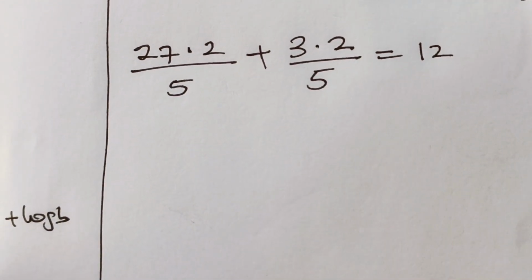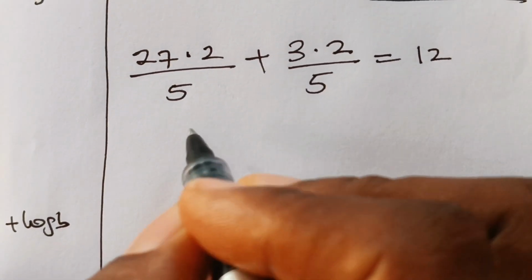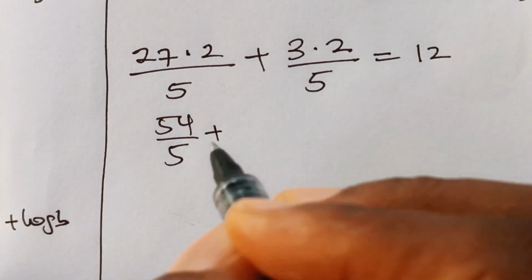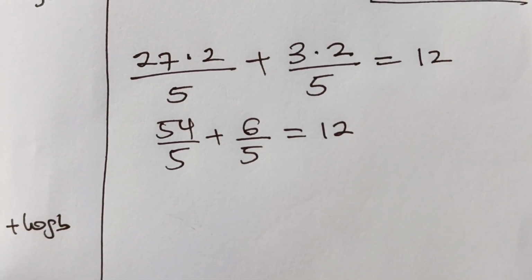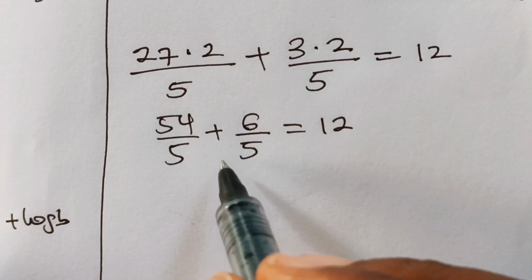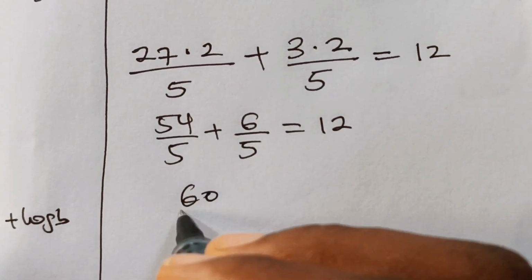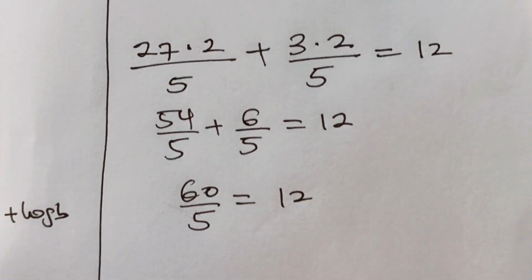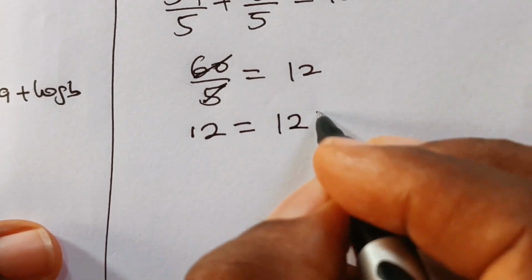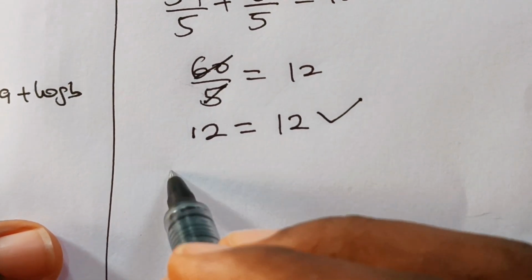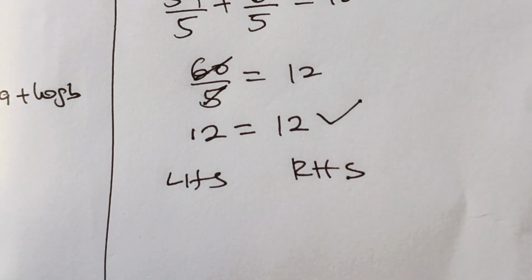Now 27 times 2 will give us 54. So we have 54 divided by 5 plus 3 times 2 is 6 divided by 5 is equal to 12. Now we have the same denominator, so we can just add the numerators. 54 plus 6 will give us 60 divided by 5 is equal to 12. Now 60 divided by 5 will give us 12, and 12 is equal to 12. So we can see that the left hand side is equal to the right hand side. Thank you so much for watching. Bye.